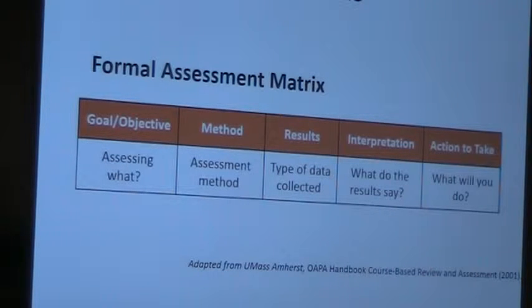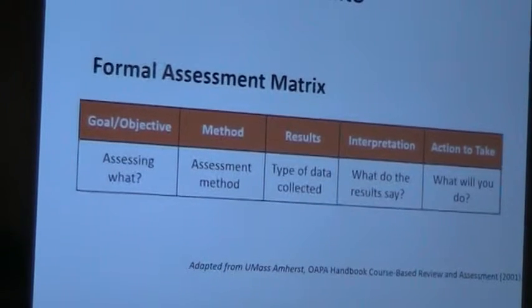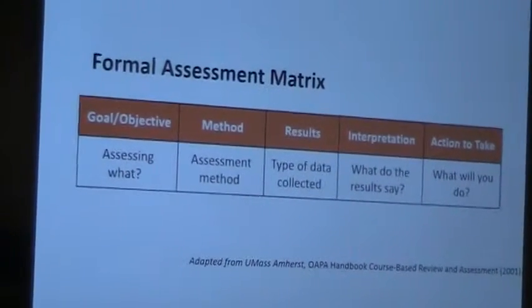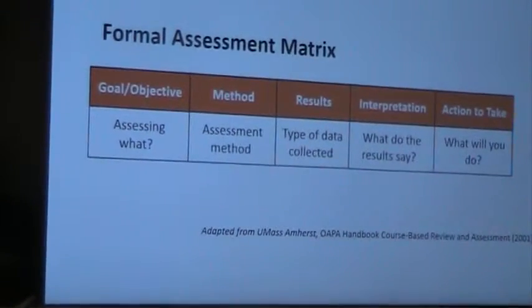Then next, method. What kind of assessment method did you use, and how did you carry it out? So in an assessment report, you state clear goals and objectives that you used from the department goals or from your course goals in your syllabus, and then describe what method you used, how you carried it out, when it started, and when it finished.